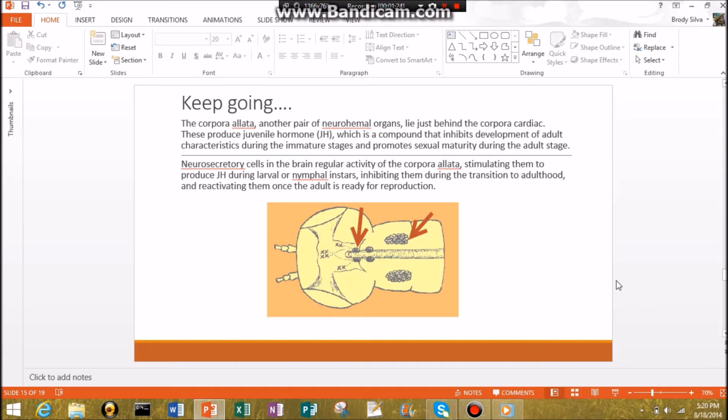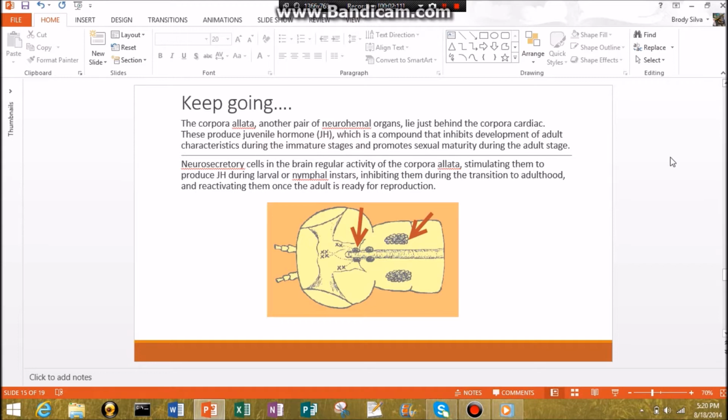The corpora allata are a pair of neurohumoral organs which lie just behind the corpora cardiaca. Here we have the corpora cardiaca, which produce PTTH, and here we have the corpora allata, these two organs, neurohumoral organs. They produce juvenile hormone, yet another hormone, there's a lot, which is a compound that inhibits the development of adult characteristics during the immature stages and promotes sexual maturity during the adult stage. It's basically what turns an insect from a child or a larva into an adult.